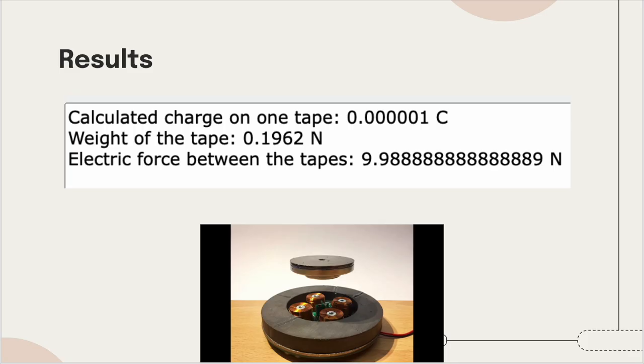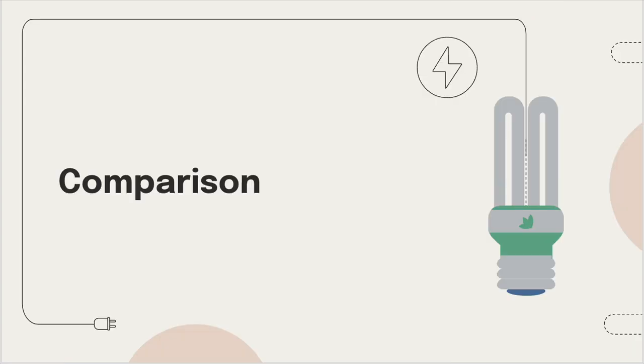This charge resulted in an electric force between the tapes of about 9.99 newtons, which is much larger than the gravitational force of 0.1962 newtons acting on the tape. This means the tape should theoretically float according to the model. In comparing the experimental data and the computational model, the results were consistent. The charge calculated using the model closely matched the conditions required for the tapes to float, given the observed gravitational force.